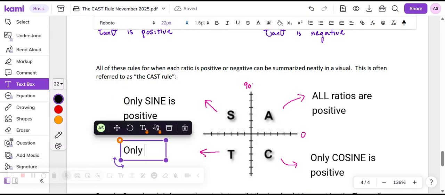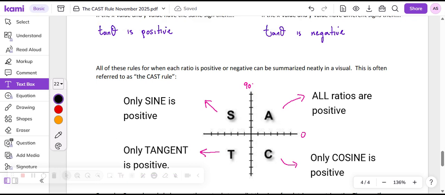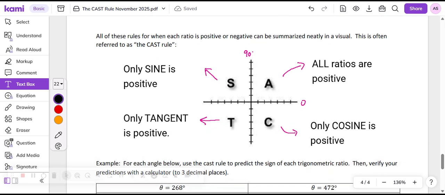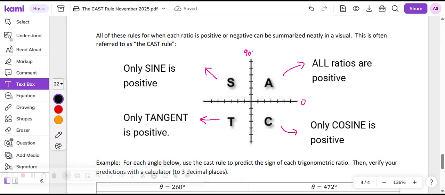And down here, only tangent is positive. This is the whole culmination of today. You guys saw sine, cosine, and tan. You can have ratios for those for any point from 0 to 360 and beyond. And we now have a way to predict what their signs are. You guys will never have to predict what the values are, but you will have to predict what the signs are. So as we wrap up, you guys did great today.